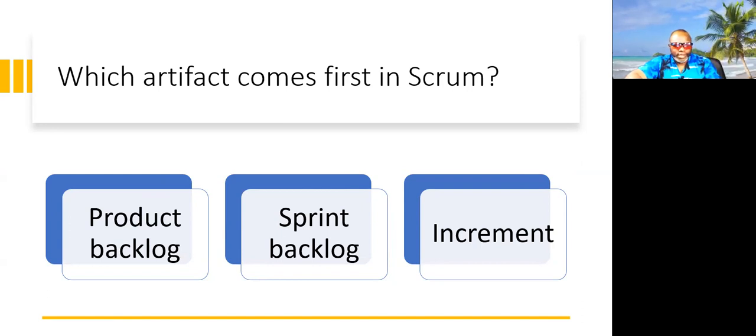All right, 3, 2, and 1. The answer to this, my friends, is what is at the very beginning. And it's not the increment, it's not the sprint log. At the very beginning, you have the product backlog. It's not the sprint backlog, it's the product backlog that exists first in Scrum. That is where all of the customer and stakeholder requests go right up front.